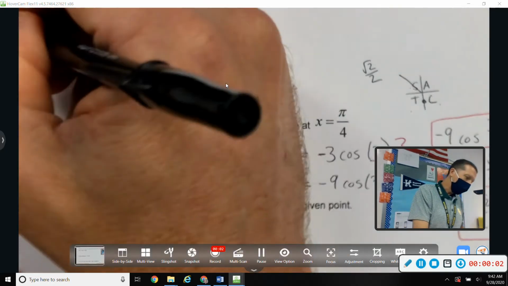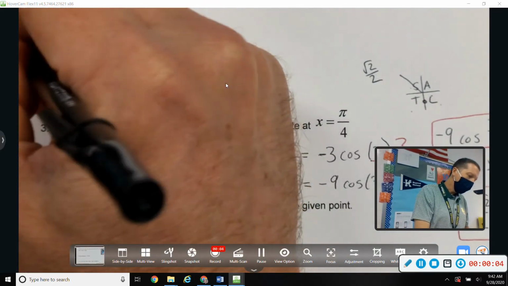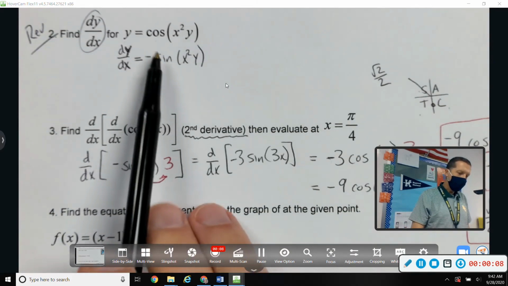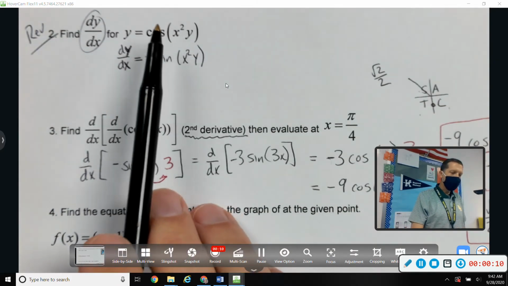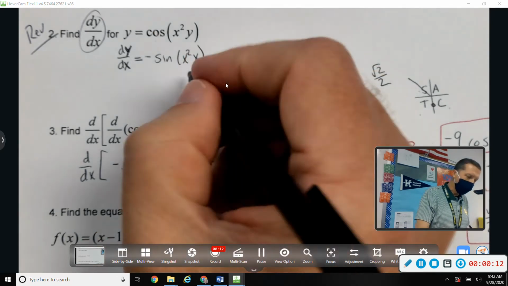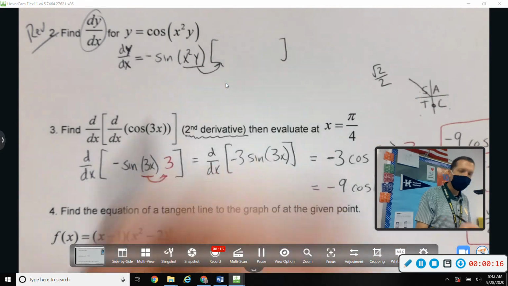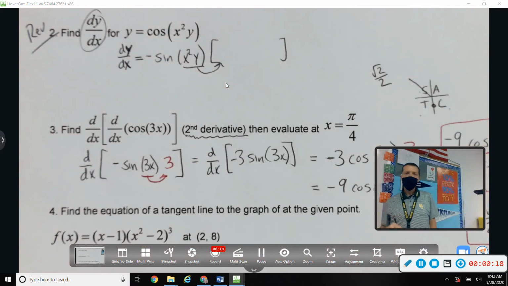So looking at review number 2, again, I'm going to have to product rule or trig first, and then I'm going to chain this, although it's going to be a mess because I'll have to use the product rule in order to find the derivative of x squared y.